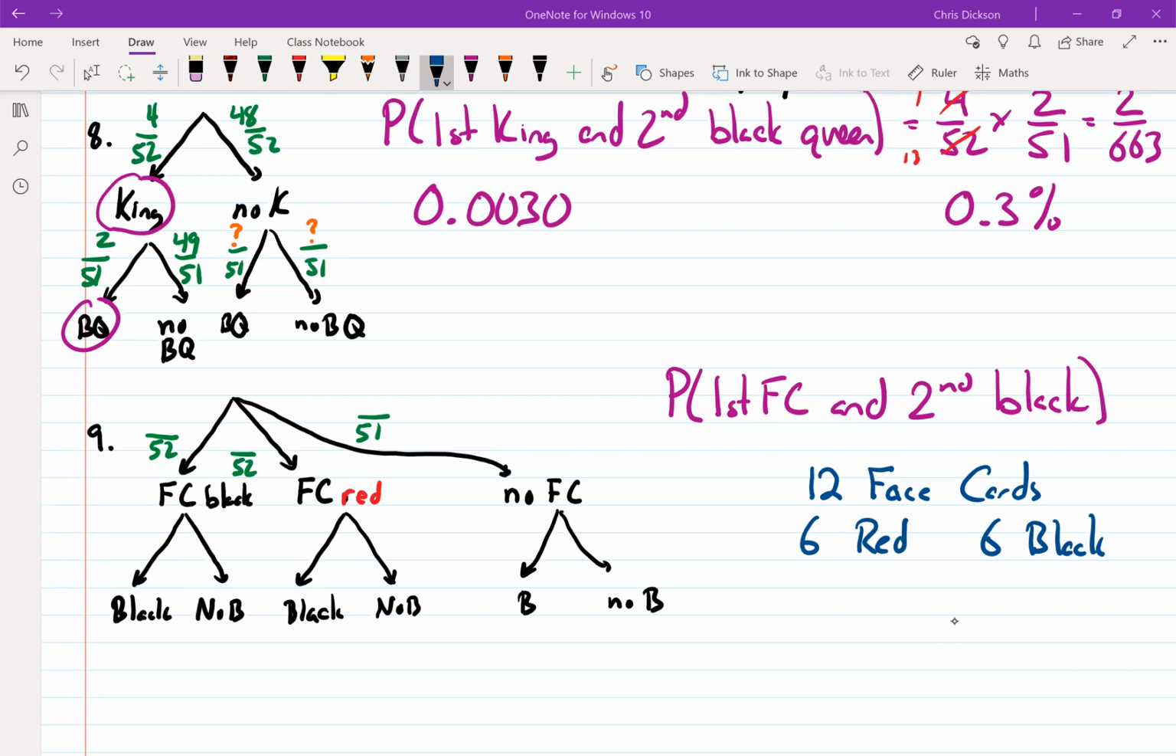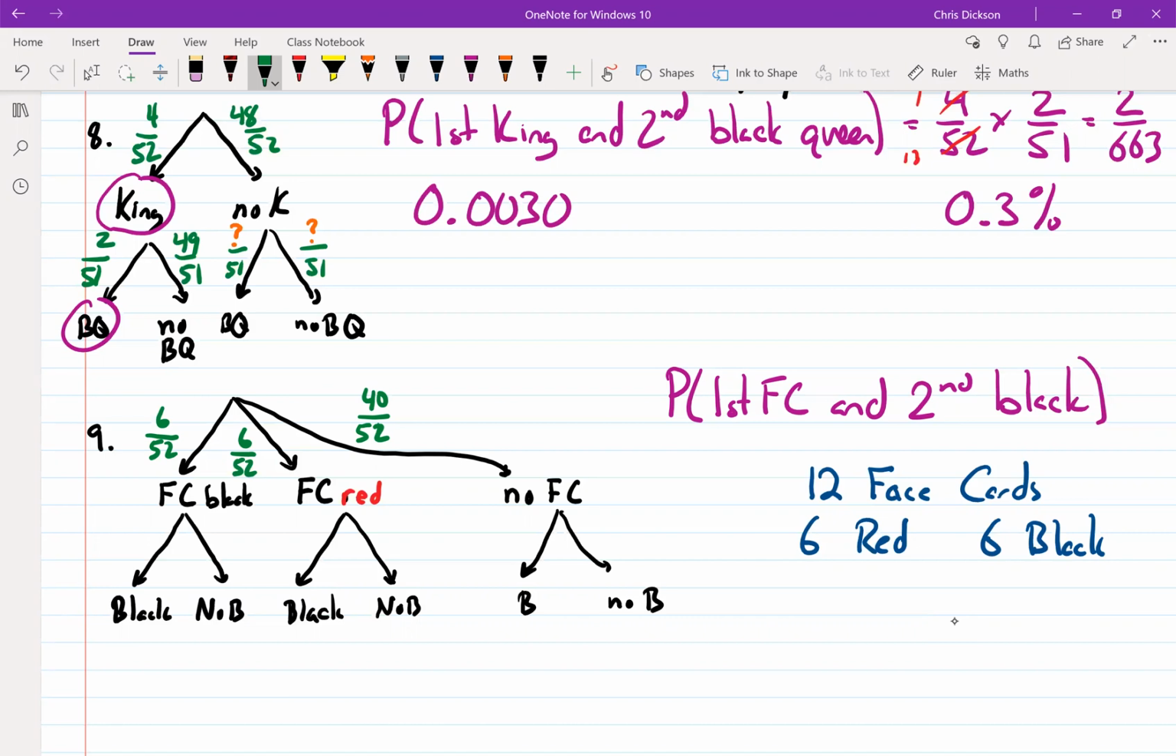Let's start again. So I redid the diagram here looking at face cards that are black, face cards that are red, and then the non-face cards. So there's 12 face cards in the deck, and there's 6 that are red and 6 that are black. So there would be a 6 out of 52 chance of getting a black one, a 6 out of 52 chance of getting a red one. And then if we do 52 minus our 12, there would be a 40 out of 52 chance of getting a non-face card.